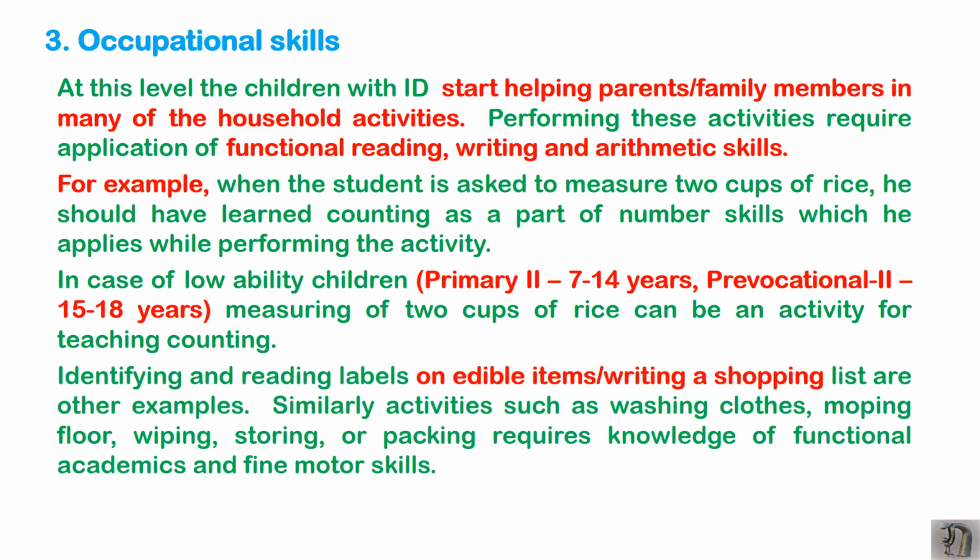Identifying and reading the labels on edible items: buy a packet of biscuits and see what is written, what amount is written, what ingredients are written. That will help the child. Similar activities such as washing clothes, mopping the floor, wiping, and packing are very important occupational skills which cannot be achieved without functional academics and fine motor skills.